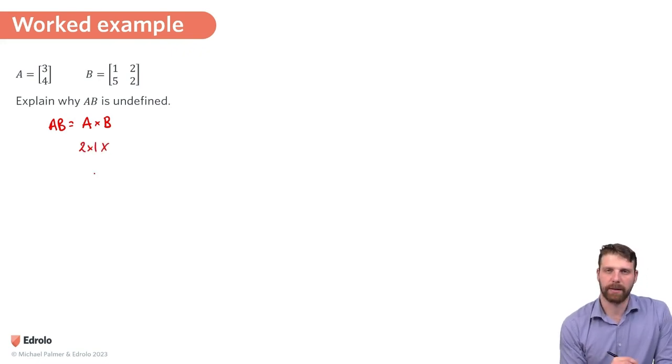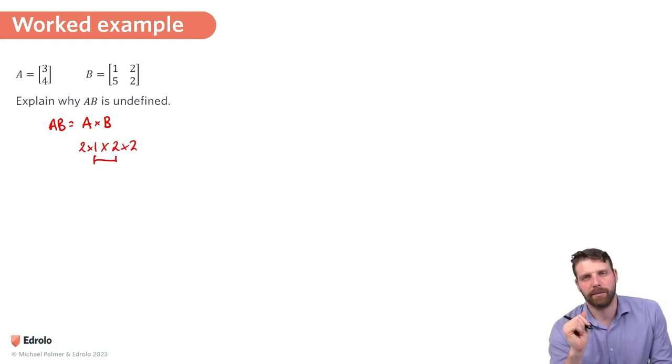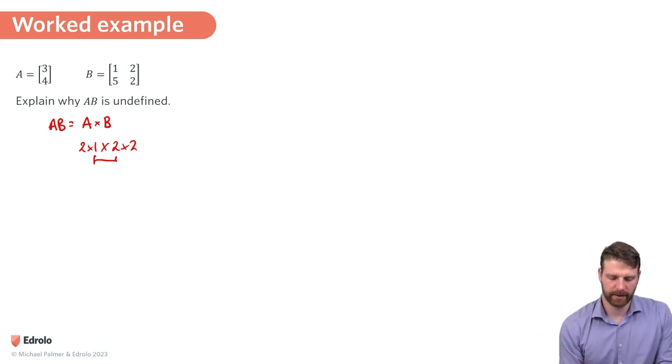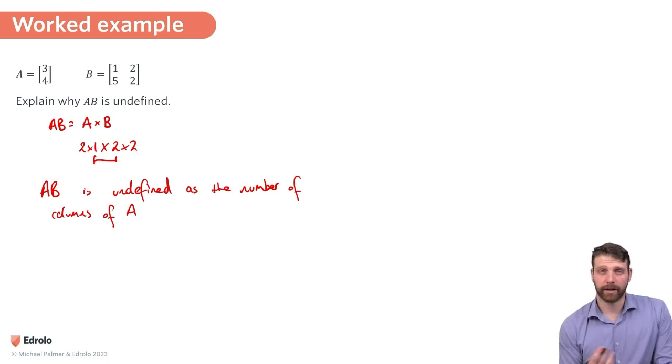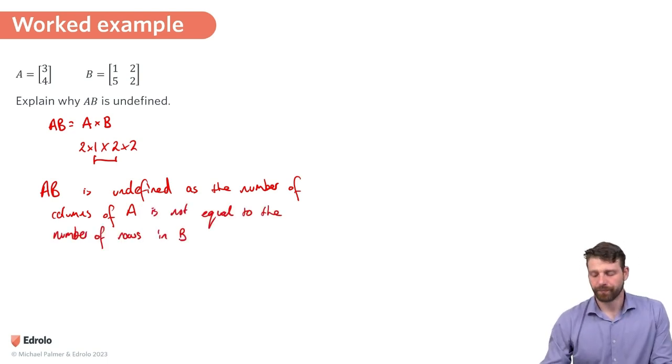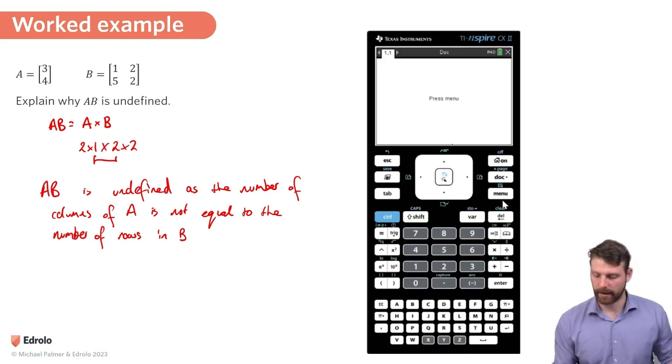And this is supposed to be matrix multiplied to B, which has an order of 2 by 2. And so here we can see that the inside numbers don't match. So how do I say this? Well, I could say AB is undefined as the number of columns of A is not equal to the number of rows in B.